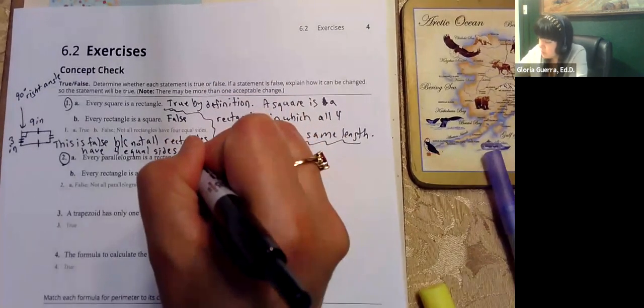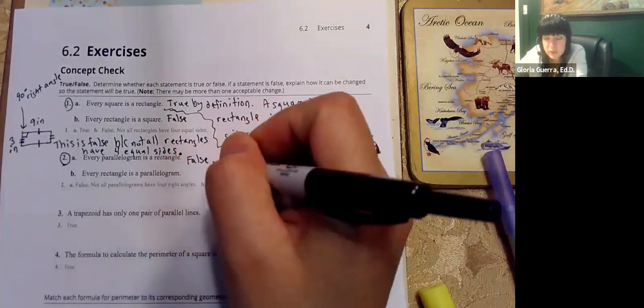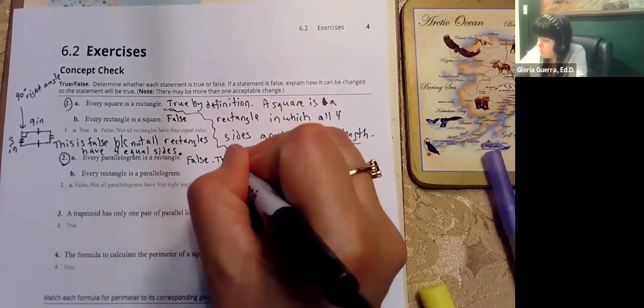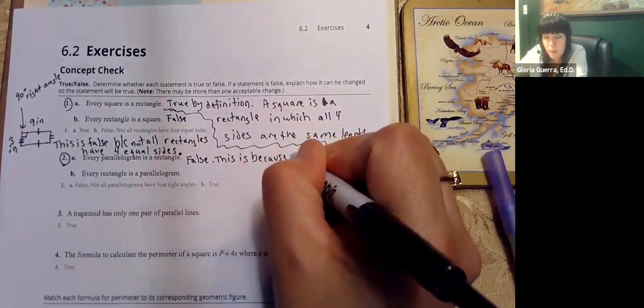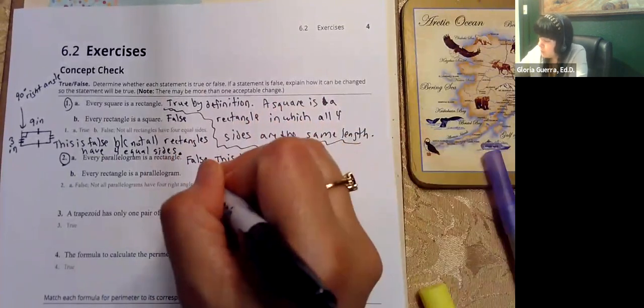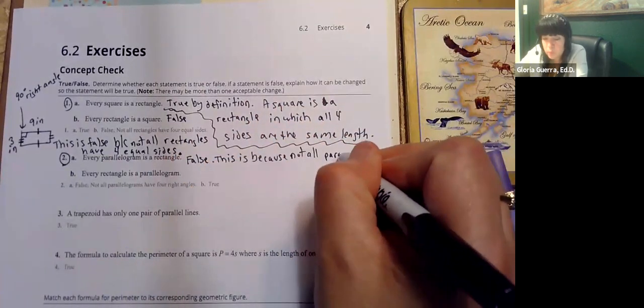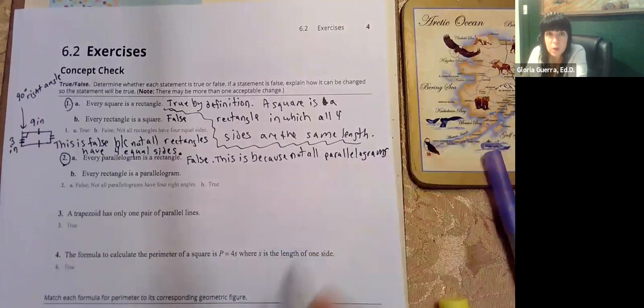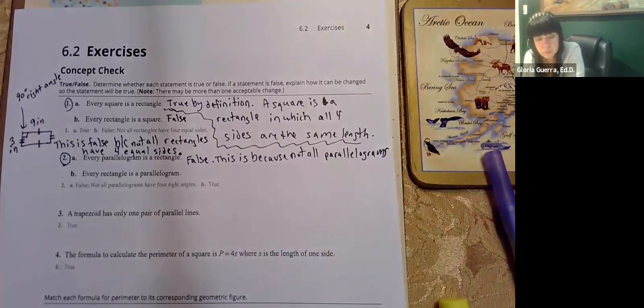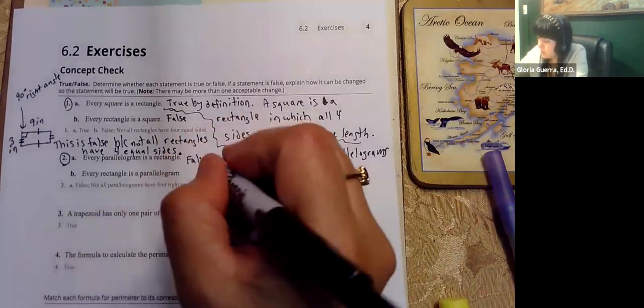Okay, and we're going to say false because we can think of an example. This is false. This is because not all parallelograms have right angles.